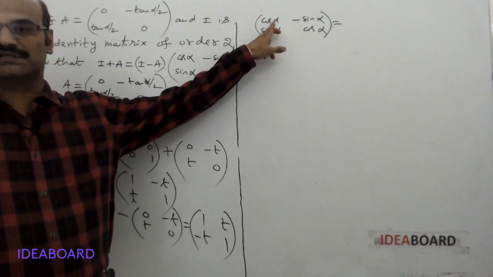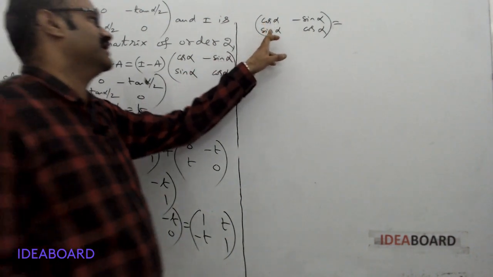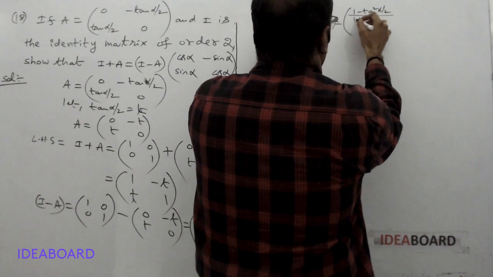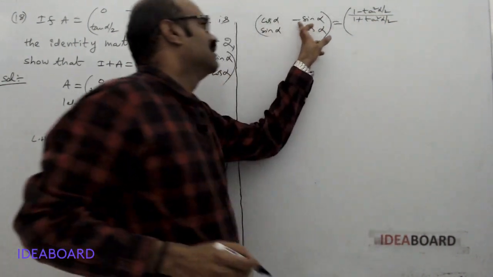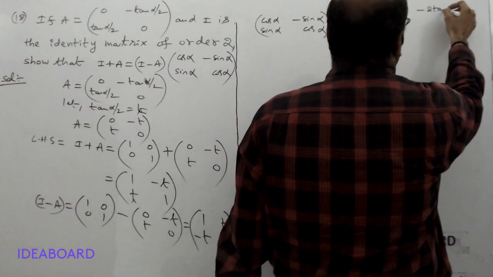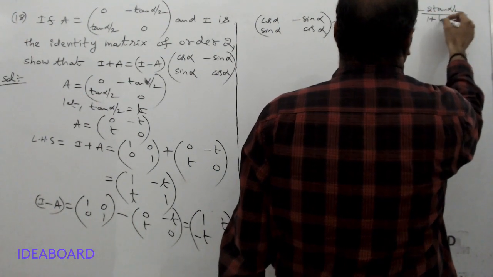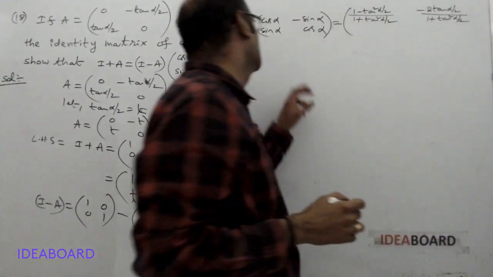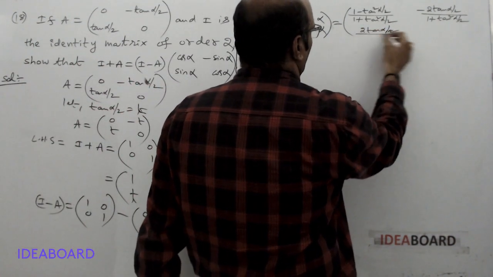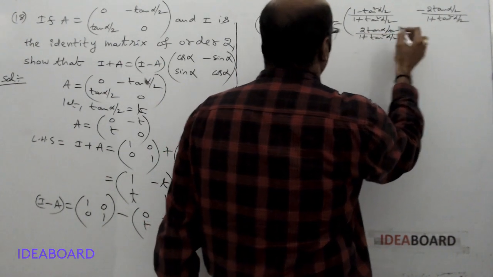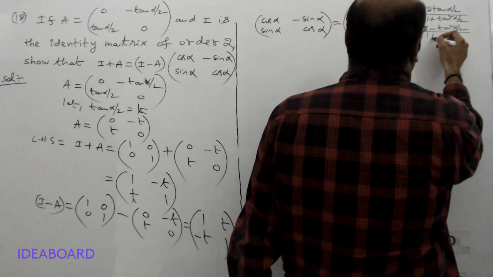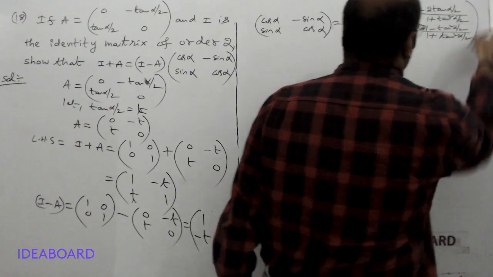We know the formula for cos alpha in terms of tan alpha by 2: cos alpha equals 1 minus tan square alpha by 2, whole by 1 plus tan square alpha by 2. Sin alpha equals 2 tan alpha by 2 by 1 plus tan square alpha by 2. Now sin alpha equals 2 tan alpha by 2 whole by 1 plus tan square alpha by 2, and cos alpha equals 1 minus tan square alpha by 2 whole by 1 plus tan square alpha by 2.